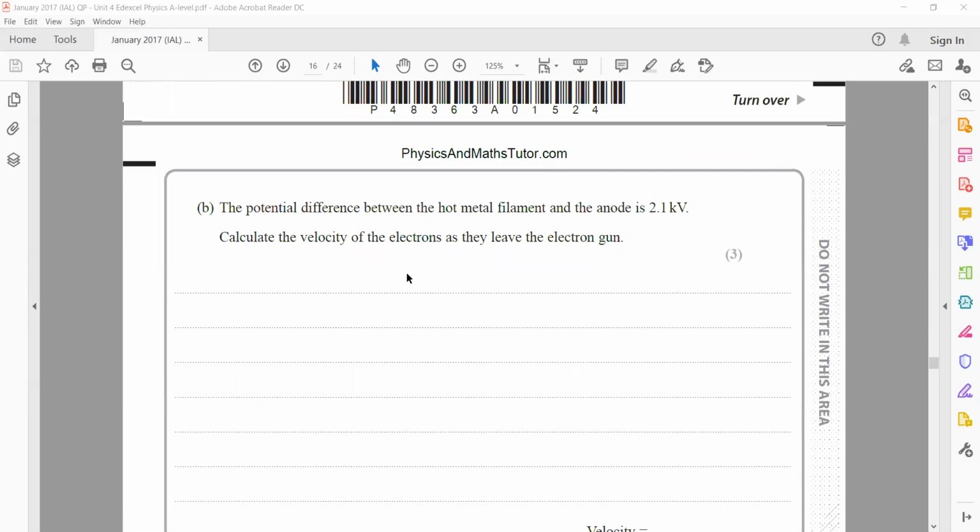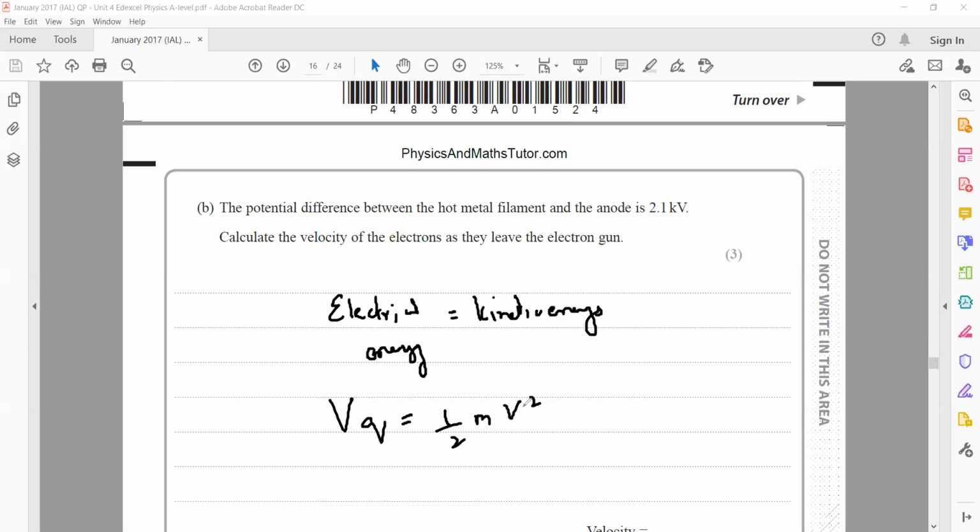In this part, the electrical energy is used to accelerate the particle. So we can say the electrical energy is equal to kinetic energy. Voltage is work done per unit charge, so work done is voltage times charge. So we have the voltage, which is V, and Q is the charge of the electron. And kinetic energy is half mv squared. This v is the velocity.